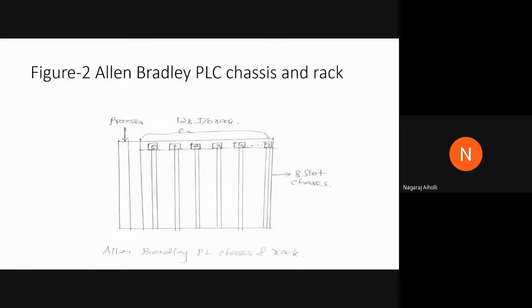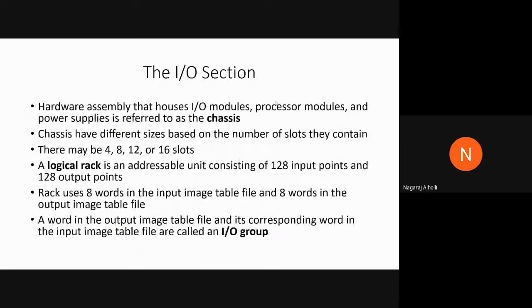This is particularly related to the Allen Bradley PLC chassis and rack arrangement. There are about 128 input output racks, and we have an 8 slot chassis. The number of slots may differ. It may be 4 slot, 8, 12 or 16 slots in one rack, and the number of input output points may also be different. It may be around 128 input points or 128 output points.